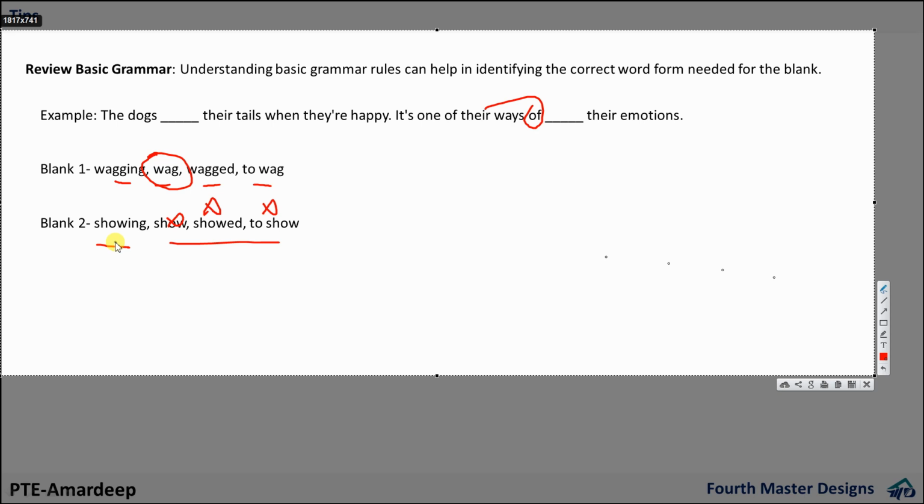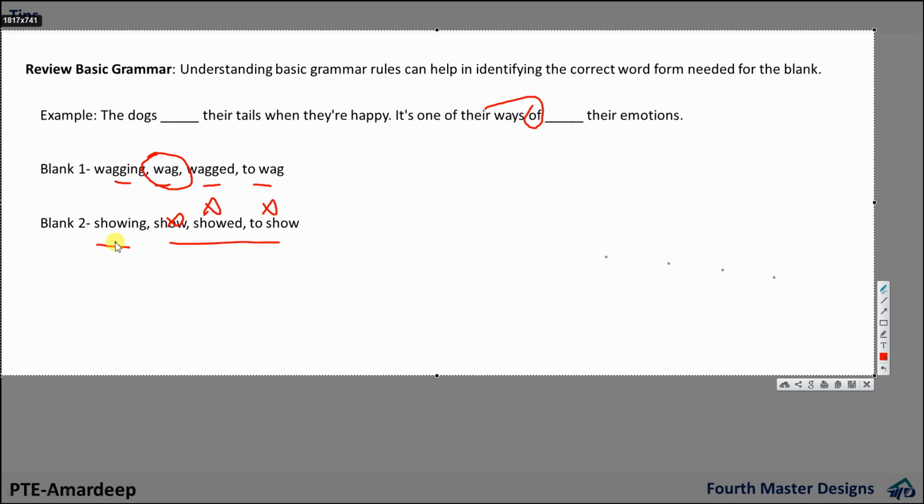The first one, showing, is a present participle. Second one, show, is the first form of the verb. It doesn't fit here. Then showed, again, it doesn't fit. Why? Because the whole sentence is in a present context, not in the past. To show is in infinitive form. It doesn't fit in this structure of "to show", because you are using a preposition "to".